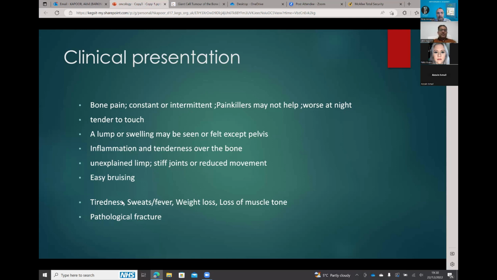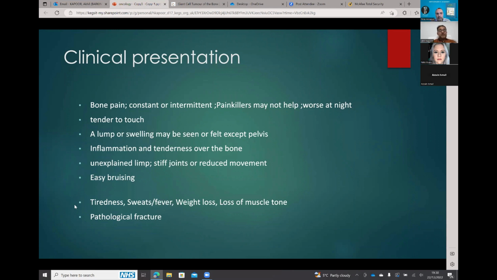Patients can present with some unexplained limp. Their gait may be altered, the joints may be stiff if the lesion is close to the joint, and movements may be reduced. So these are clues that we need to be looking for. As long as you have a high index of suspicion and you're looking at your x-rays carefully, you can put two things together and make an early diagnosis.